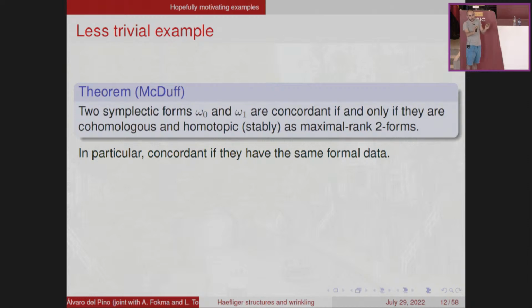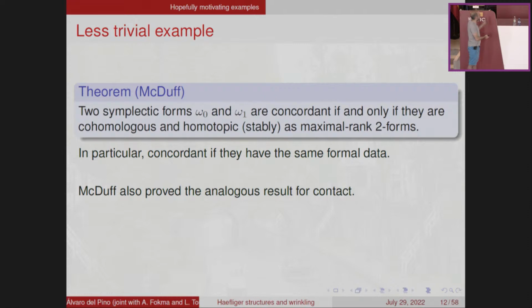That's kind of the central point in symplectic topology. And McDuff also proved the same thing for contact. So two contact structures that are formally isotopic, formally homotopic, are in fact concordant through a foliation with transverse contact structure. And let me tell you why this is completely insane.